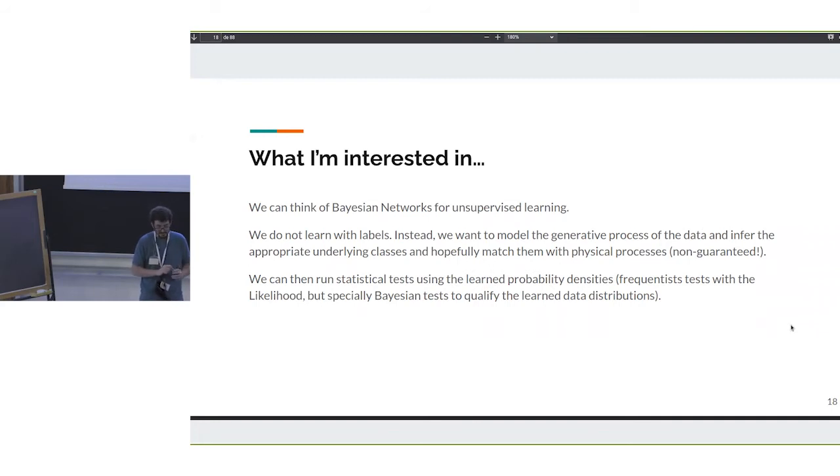We also can run a lot of statistical tests using the learned probability densities, either frequentist tests like using the likelihood, but especially Bayesian tests to qualify the learned data distribution, something like the evidence log ratio. You can use approximations like the AIC, the BIC criteria. You can use a lot of these tools built into the Bayesian model. What I'll also show is a very efficient way to test the assumptions of the model in the data to see if they match. This is the use of mutual information, and I can do that because I have a nice estimation of the probability distributions.